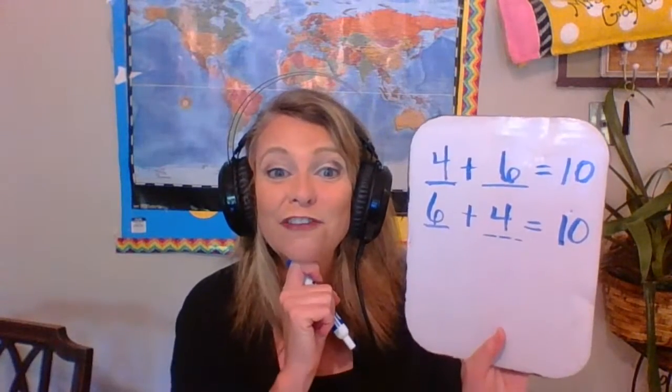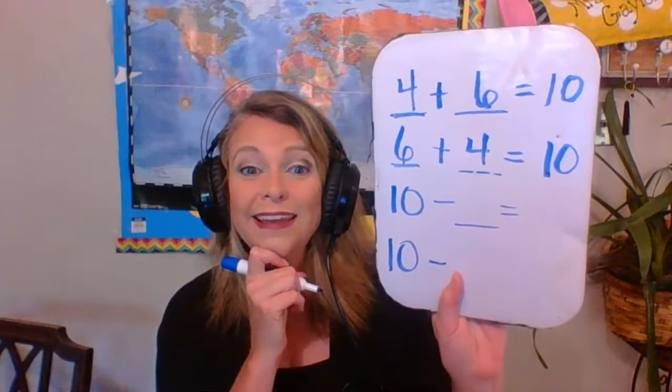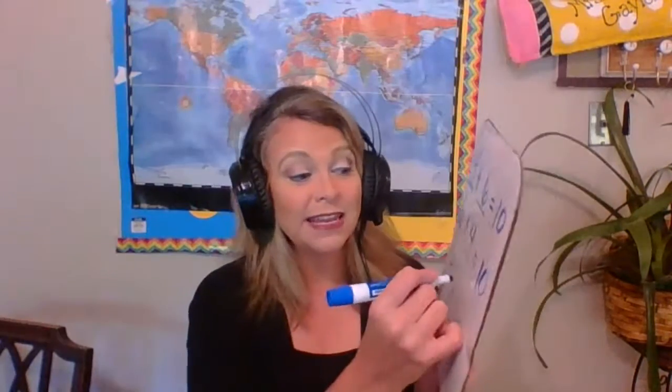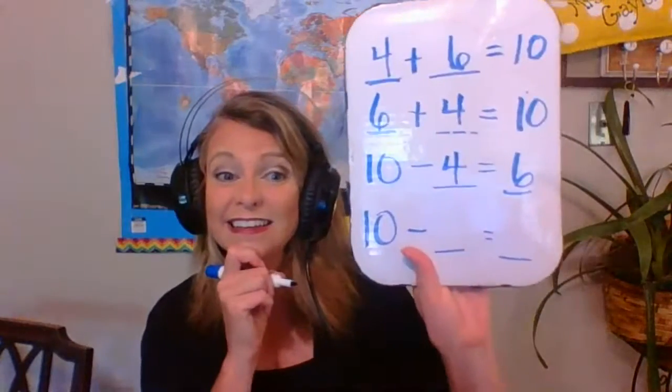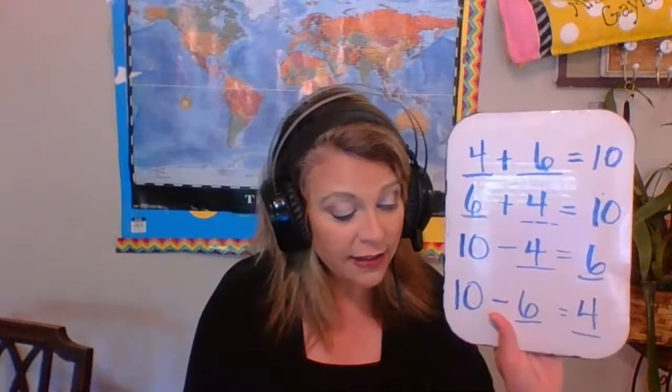An equation. So the other ways would be the opposite of addition. The opposite of addition is subtraction. So we can put 10 in the front and then we can subtract, okay? So the other two ways to write the fact family would be 10 minus 4 equals 6 and 10 minus 6 equals 4. Very good. Okay, so this is what we call a fact family.